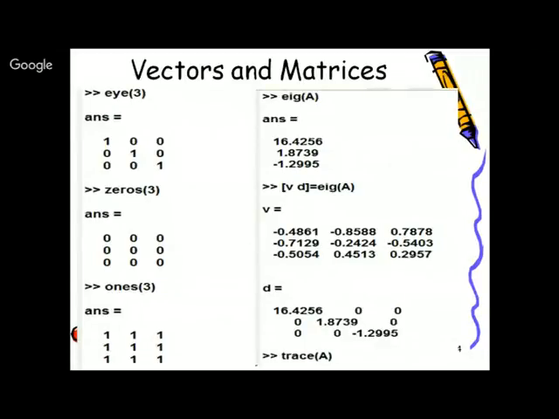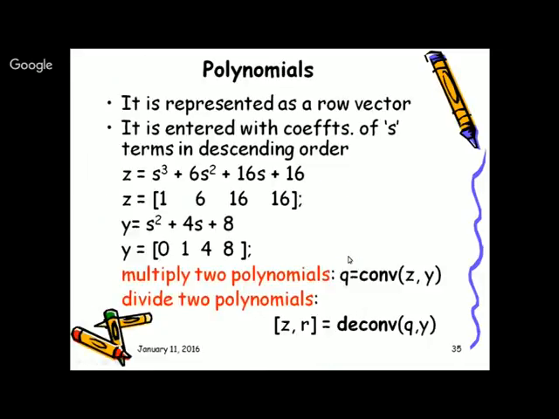Okay. Eig will give you the eigenvalues and the eigenvectors, but simply it will give you only the eigenvalues. If you give that same command with two output values, then it will give you the eigenvectors also and the eigenvalues. Similarly, it is very powerful. I have done vectors and matrices very fast. Similarly, it is very powerful with polynomials also.